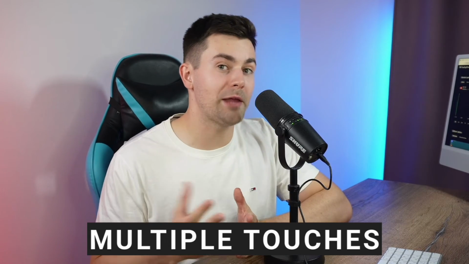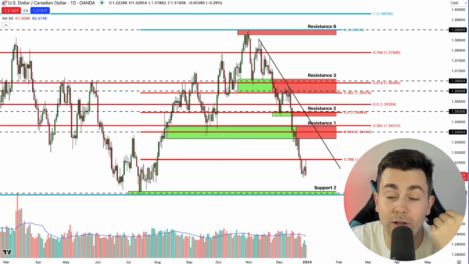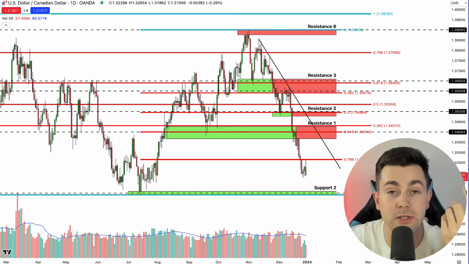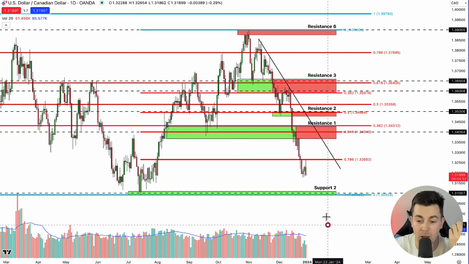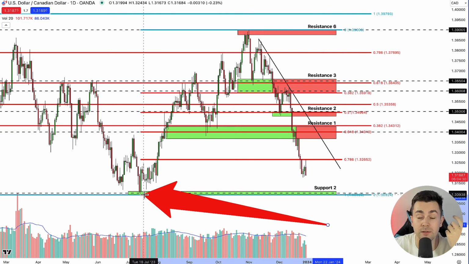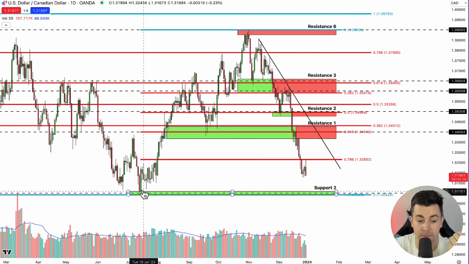Element number 5, multiple touches. The more the better. When you're looking for the strongest structure, make sure that you identify the one that was respected by the market many times in the past, at least 2 times. Now let's analyze how many times each structure was tested. Our support 2 was tested just 1 time. So that structure we will remove from our chart.